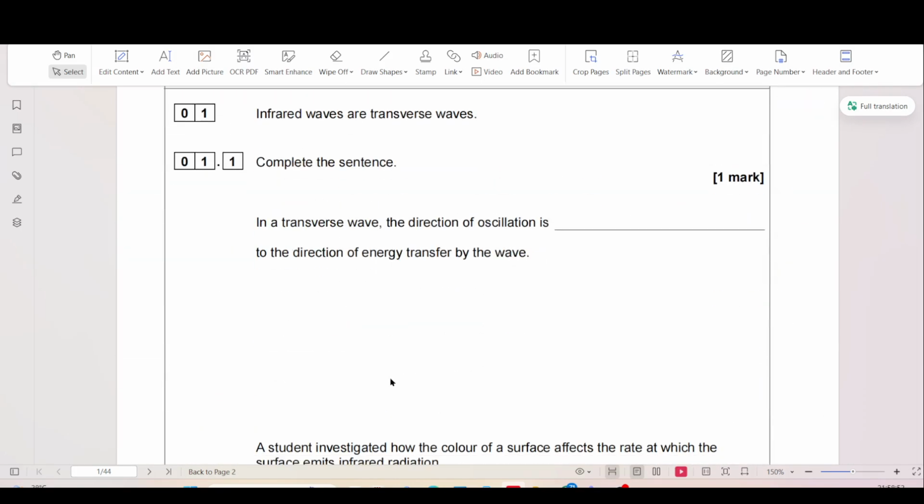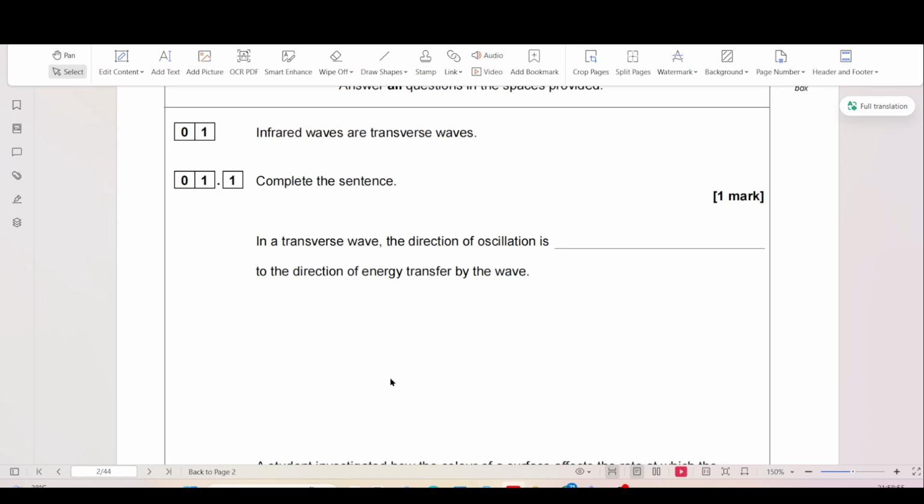Okay, let's start with question 1. Infrared waves are transverse waves. Complete the sentence. In a transverse wave, the direction of oscillation is blank to the direction of energy transfer by the waves. Yeah, so they are perpendicular or at right angle.